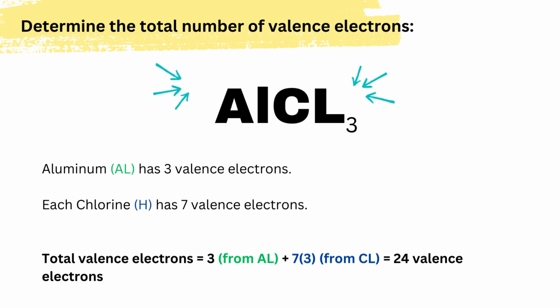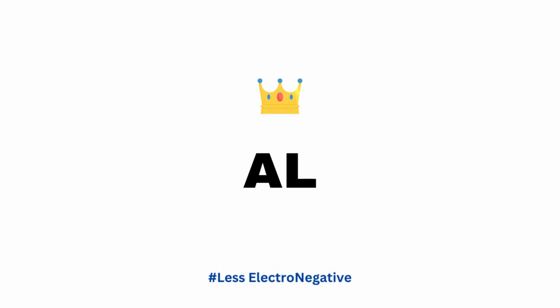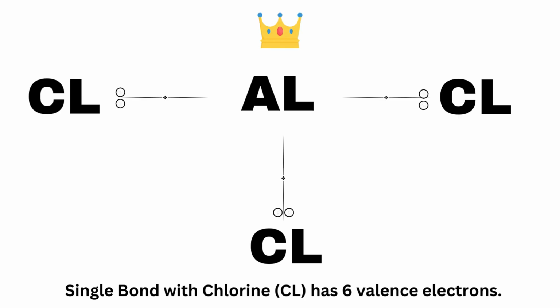As you know, aluminium is less electronegative than chlorine, so it will be the center atom, where the chlorine will revolve around. So aluminium will form three single bonds with each chlorine atom, and each bond will consist of 2 electrons, a pair. Therefore, the 6 electrons are used for bonding.